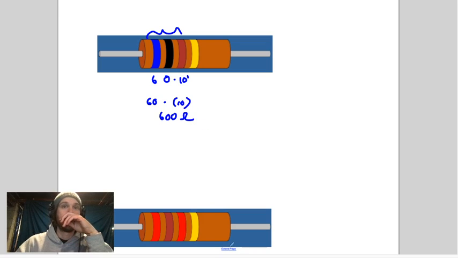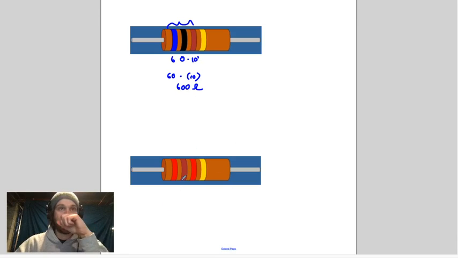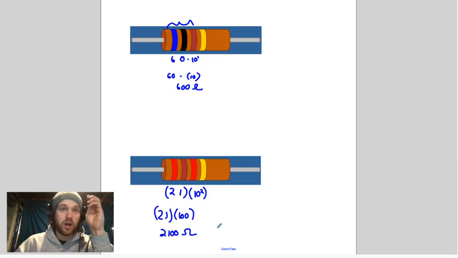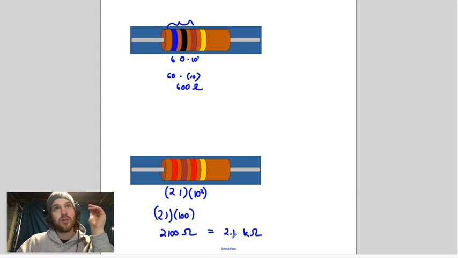Okay? Let's go to the next one. All right, red is 2, brown is 1, and our multiplier is 10 to the second, because we put red is 2, right? And we ignore the gold for now. Don't worry about that. So what is this? This is 21 times 100, a 1 with 2 zeros, or 2100 ohms. We could also write that by dividing by 1,000 as 2.1 kilo ohms. Whichever one you think is easier to write.